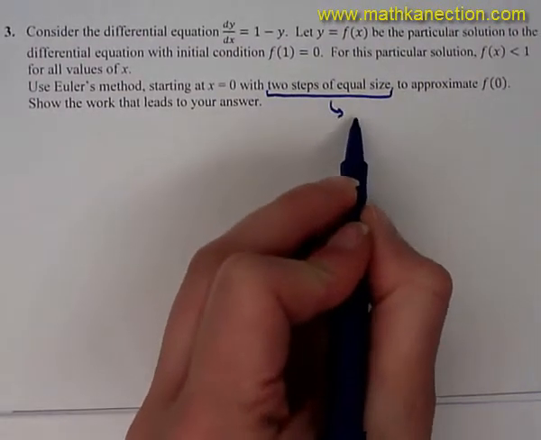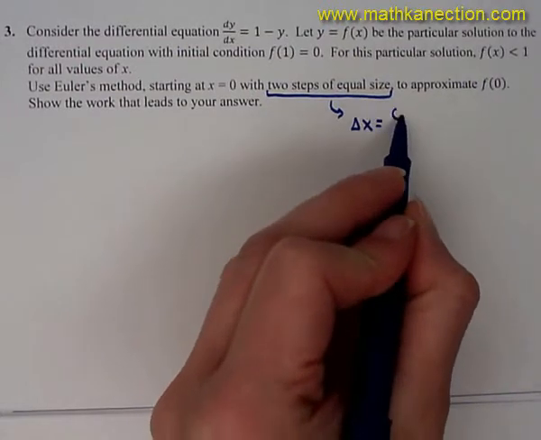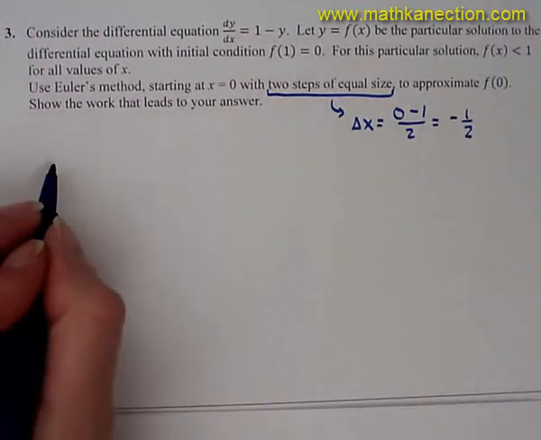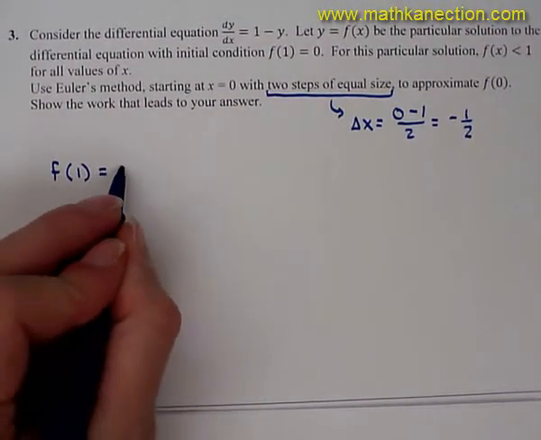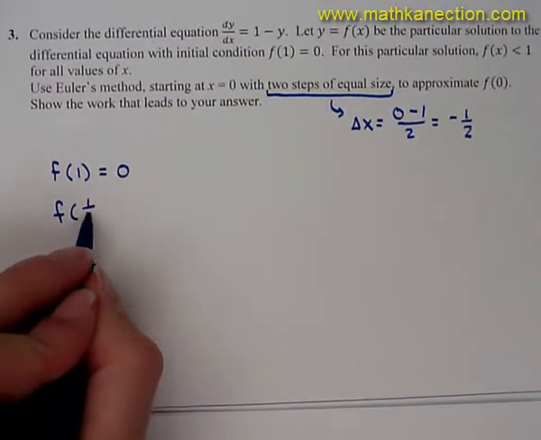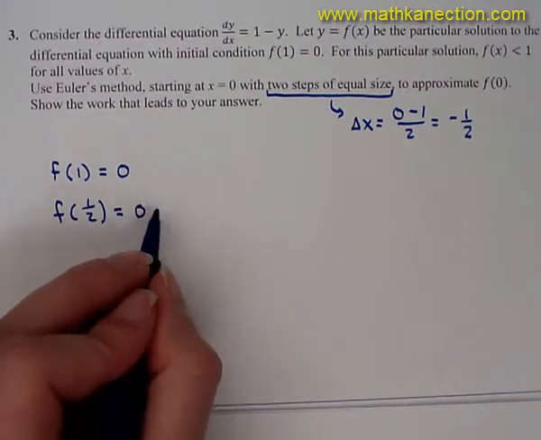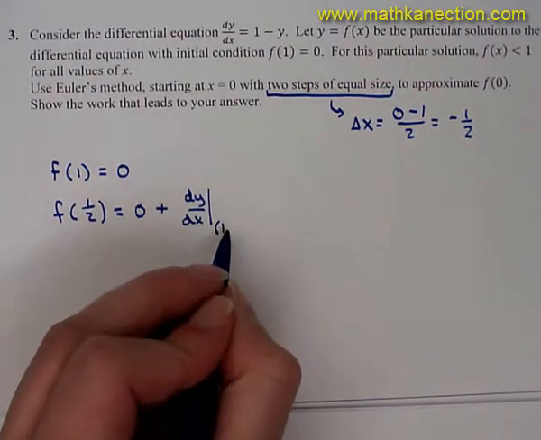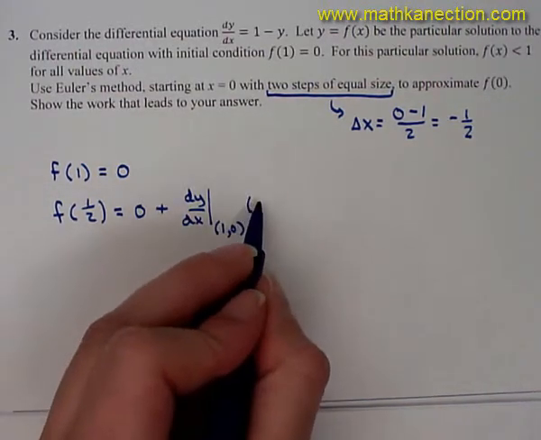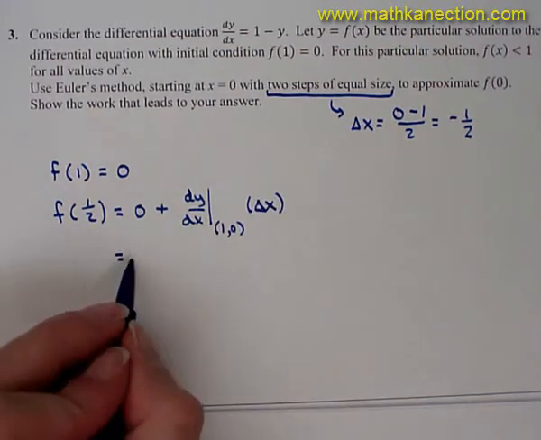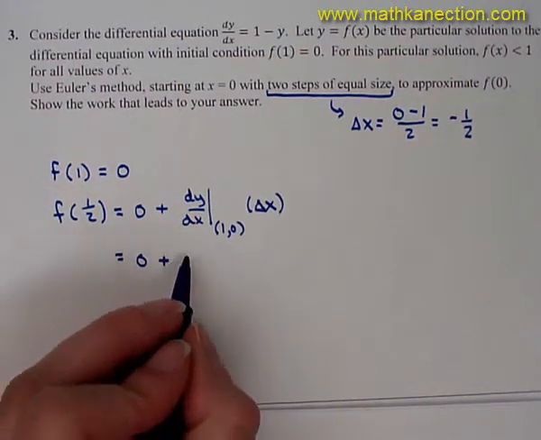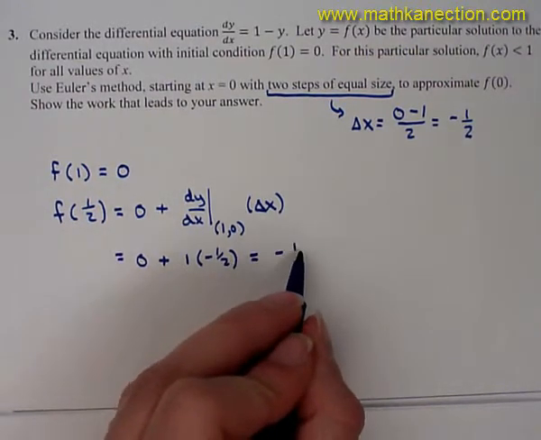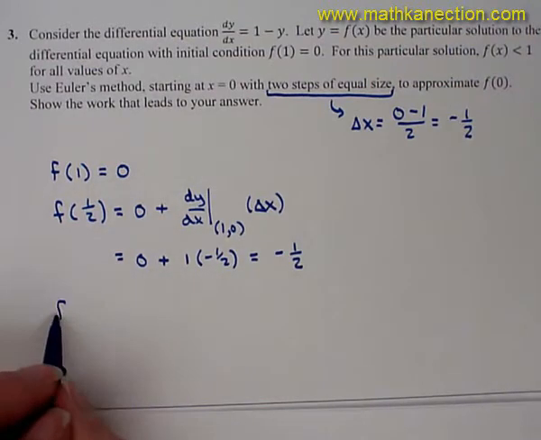Again, using two steps of equal size, our delta x is (b minus a) over 2. So -1/2 is delta x. This time calculating it a different way, we have f of 1 is equal to 0. That's our original point. So f of 1/2 is that y value plus the dy/dx multiplied by the delta x, and dy/dx at our point (1, 0). So that y value of 0 plus our slope at (1, 0), which is 1, multiplied by the delta x of -1/2. So f of 1/2 is -1/2.